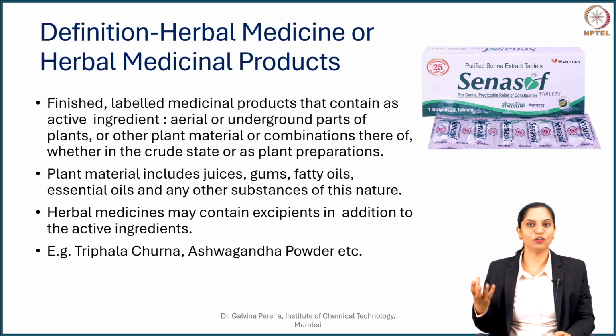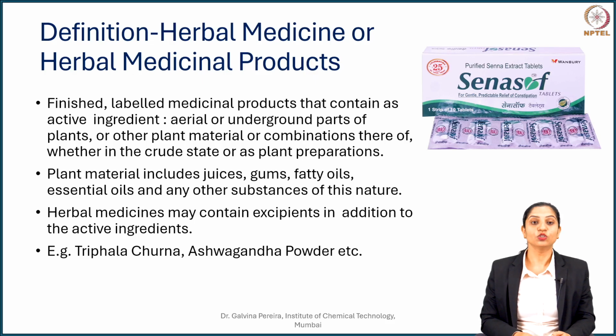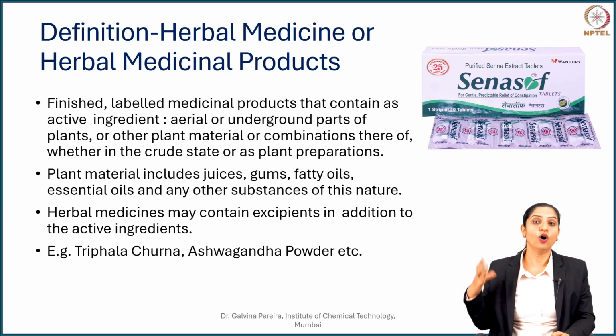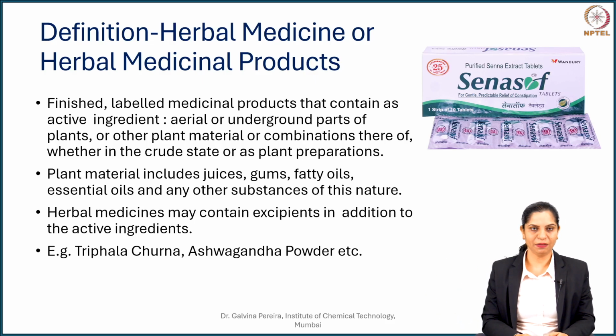So definitely in your tablets and capsules, they will also have excipients which are added, which have been approved by the pharmacopoeias. Examples of these finished products include your Triphala churna, or even ashwagandha powder, or your laxative tablets such as your Senna tablets.